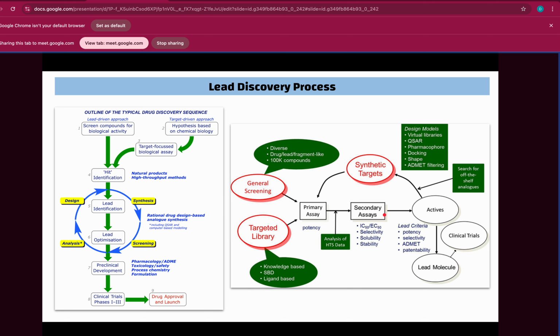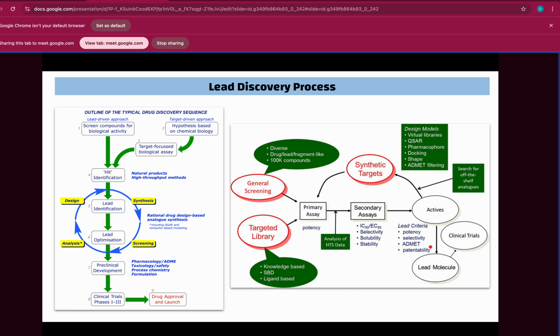And then we perform secondary assays. This considers the biochemical assays such as selectivity, solubility, stability, the inhibition coefficients, activation coefficients. So all these analyses are performed. And then actives are the compounds which show better activities. They come under actives, which can bind to a selective protein target. So the criteria is it should be potent, selective, it should obey the ADMET properties.